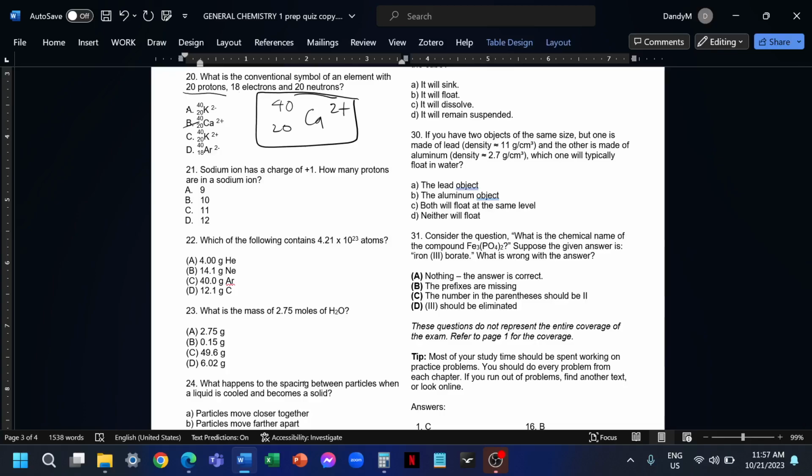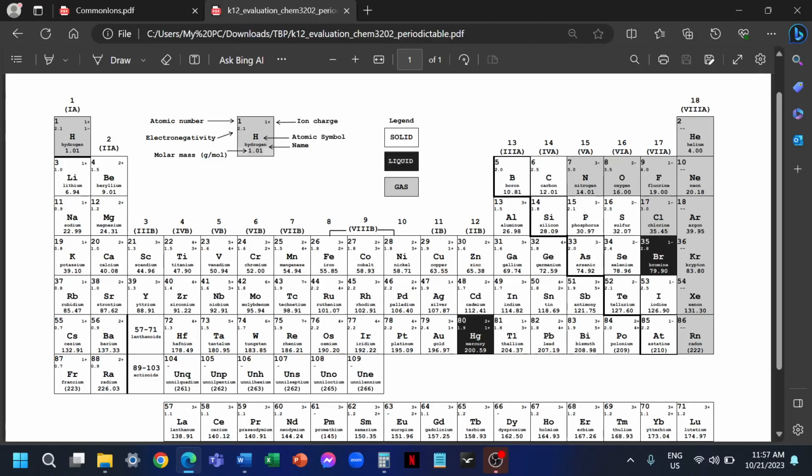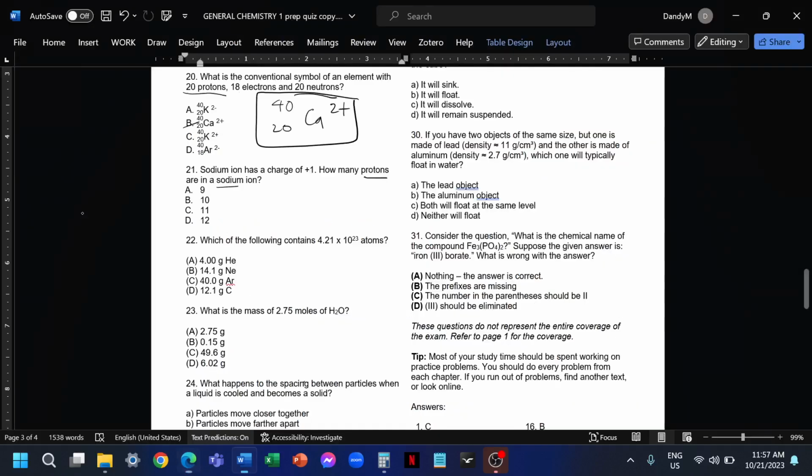Number 21, sodium ion has a charge of positive 1. How many protons are in a sodium ion? So again, the number of protons is always equal to the atomic number. So let's look for the atomic number of sodium. Sodium has an atomic number of 11. It means we have 11 protons.